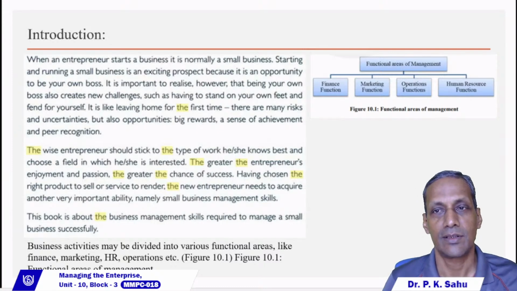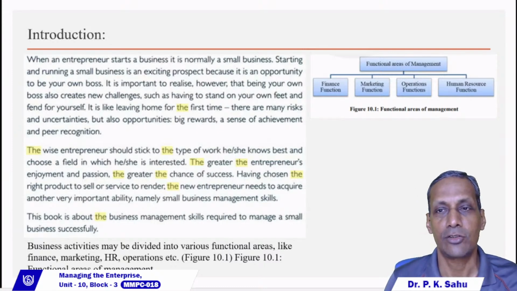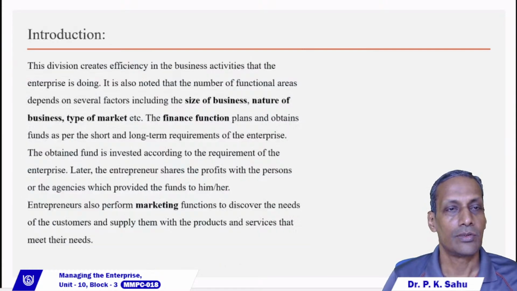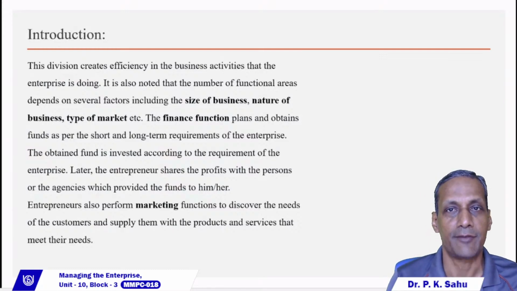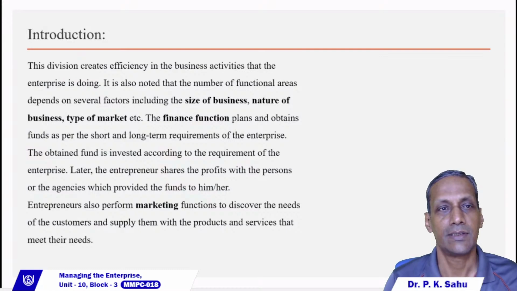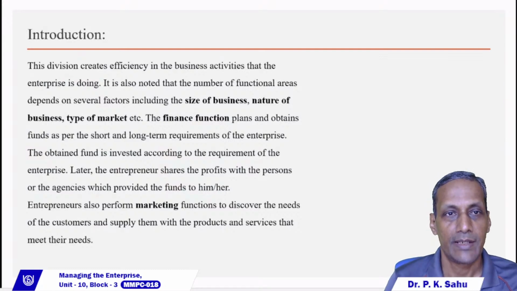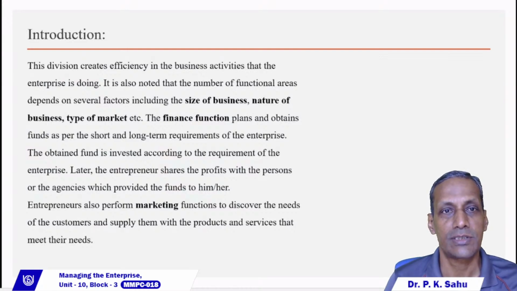Business activities may be divided into various functional areas like finance, marketing, operations, human resource, etc. This division or categorization creates efficiency in the business activities that the enterprise is doing. It is also noted that the number of functional areas depends on several factors, including the size of business, nature of business, type of market, etc.